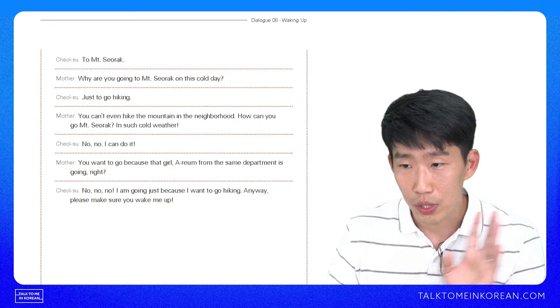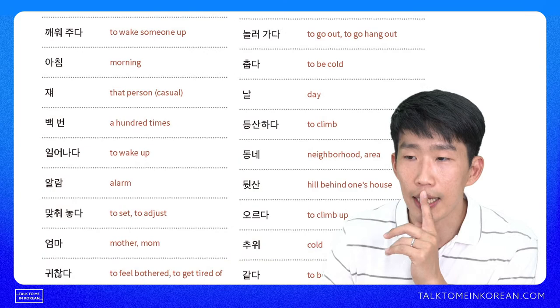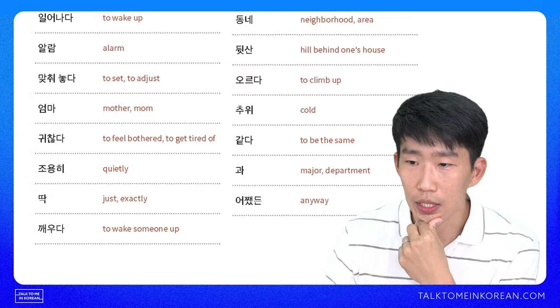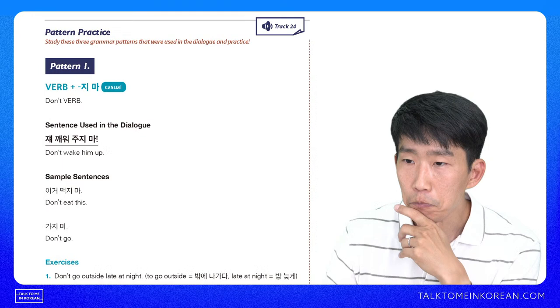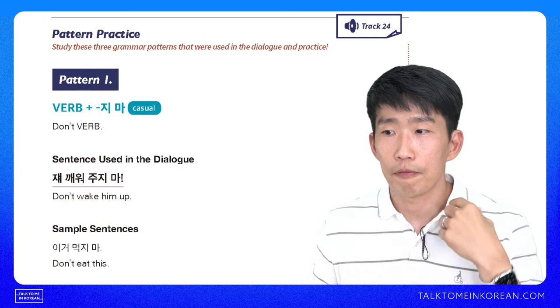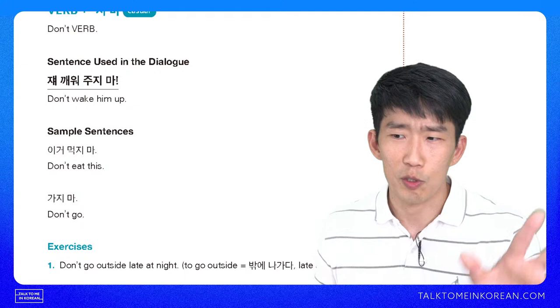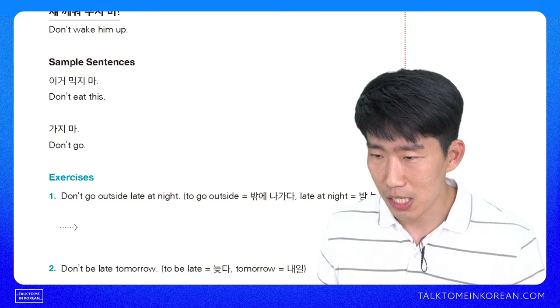And then in the book, you will see the vocabulary list. 내일 친구들 깨워주다, 놀러가다, 아침 춥다. 제, that person, casual. So 등산하다, 조용히, 깨우다, 어쨌든, anyway, right? So you can study with that. What's also going to be useful if you study with this book is you can see the sentence patterns found in the book. 제 깨워주지 마 was what the older sister said to mommy. 제 깨워주지 마, don't wake him up. And then you can see other sample sentences. 이거 먹지 마, don't eat this. 가지 마, don't go.